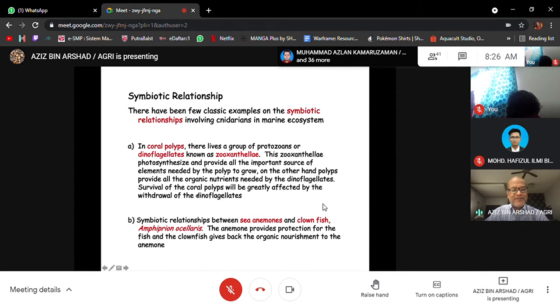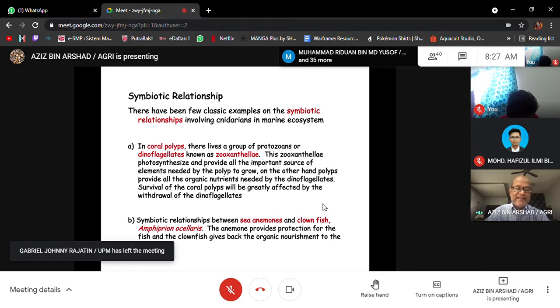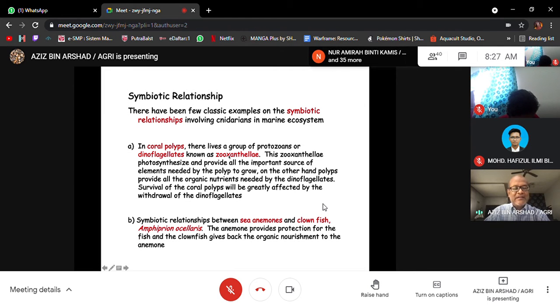So the survival of coral polyp is known to be greatly affected by withdrawal of dinoflagellate. If dinoflagellate for some instance leave the coral polyps, there's a phenomenon called coral bleaching. The coral will turn white in color because zooxanthellae is already no more with the coral polyp. And after some time of bleaching, the coral will die if the zooxanthellae doesn't come back to them.